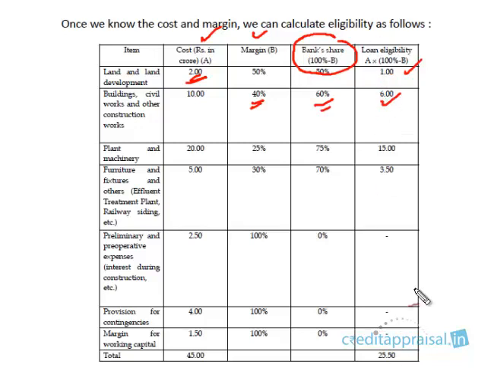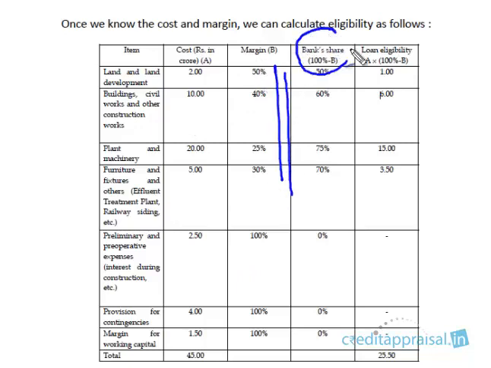So item by item we'll calculate. For these items it is 0 because the bank is saying you bring in 100% margin. We won't sanction anything, so obviously the amount will be 0. To calculate the loan eligibility, you have to add up all these items and arrive at a final figure. This is known as the term loan eligibility. Is this calculation clear? We take each item, we see what the margin is as per the bank's policy, then we calculate the bank share, which is obviously 100 minus the margin, the remaining portion. Then we calculate item by item what the eligibility is and arrive at a final figure.